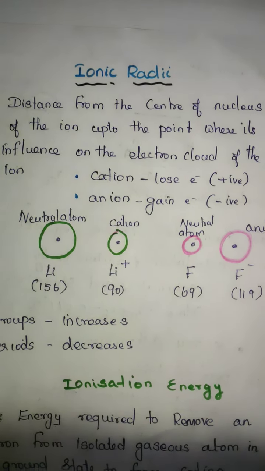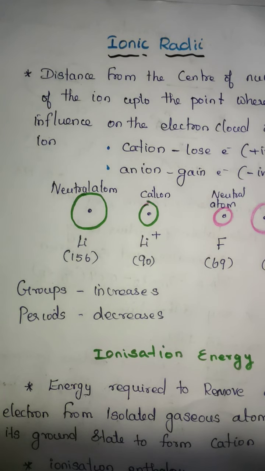When you see it group-wise, it increases. Why does it increase? See, the metallic character, if you see group-wise, this character, that is ionic radius, goes on increasing. We know that, isn't it? Due to the addition of more valence shells, the size is also increased.